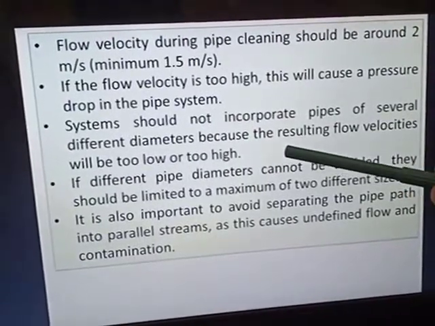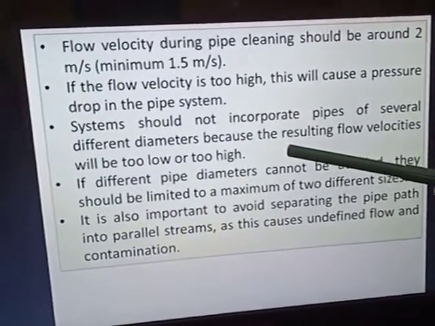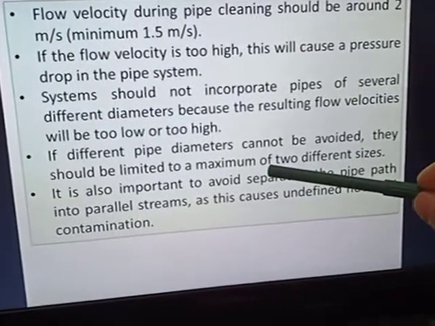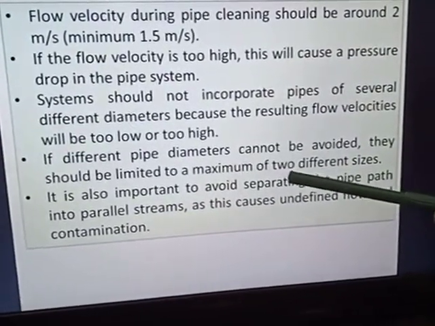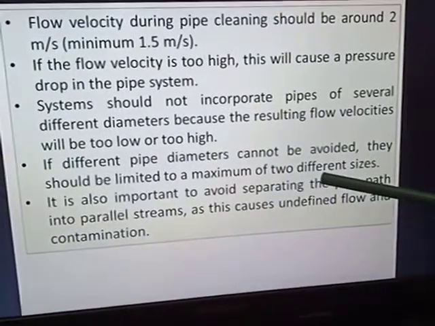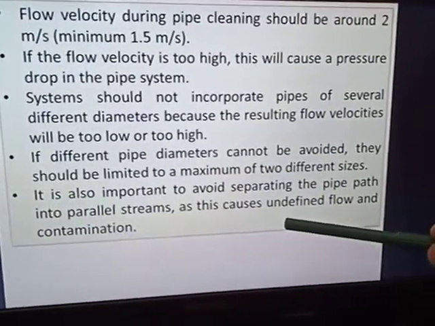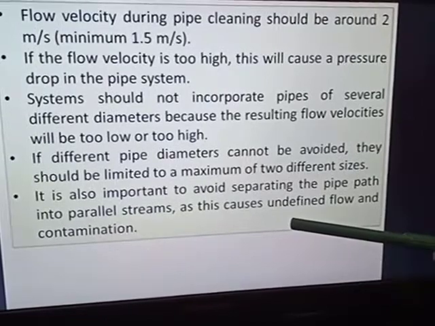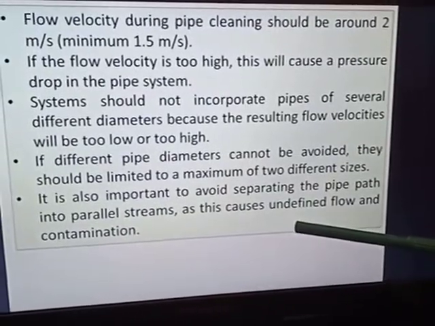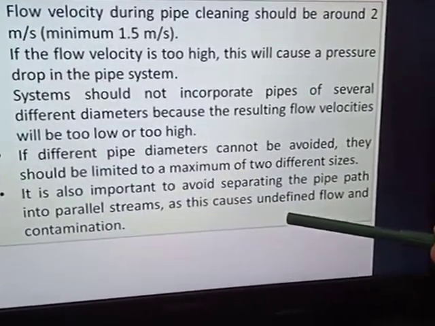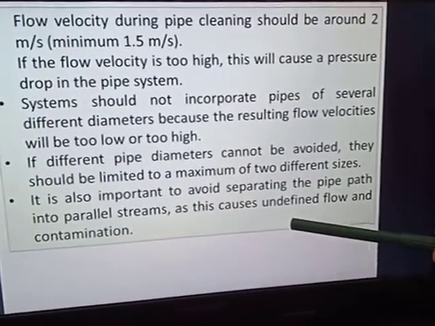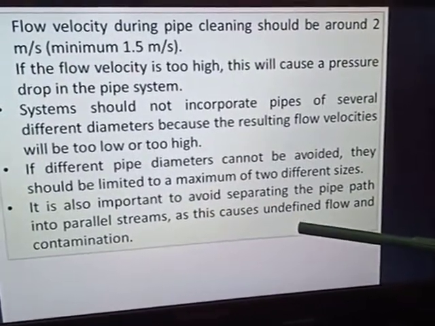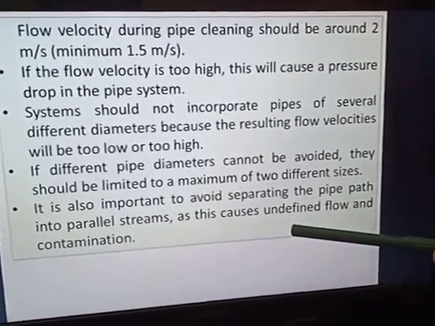The system should not incorporate pipes of several different diameters because the resultant flow velocity will be too low or too high. So the diameter must be the same. If different pipe diameters cannot be avoided, they should be limited to a maximum of 2 different sizes only. It is also important to avoid separating the pipe path into parallel streams, because it will cause undefined flow and contamination. So pipes must be in series rather than in parallel.